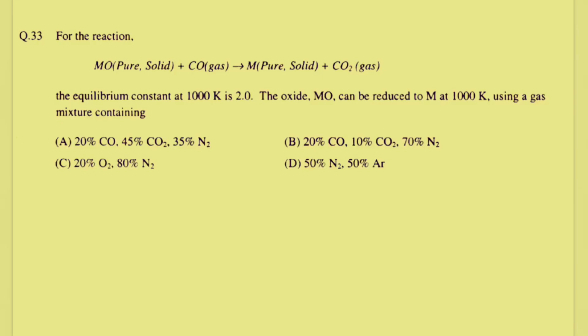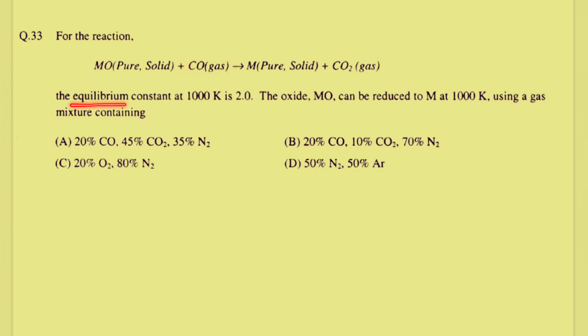Hello everyone. In this lecture, we'll discuss a problem that has been asked by you. The question is: metal oxide, that is MO, a pure solid, plus CO gas, giving metal, a pure solid, plus CO2 gas. So this is just a reduction of metal oxide with the reducing agent carbon monoxide to get the pure metal and CO2 gas. As we know, CO is a very good reducing agent and it is used in metallurgy.